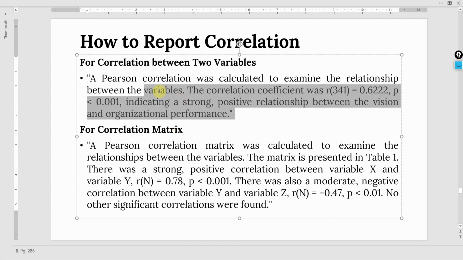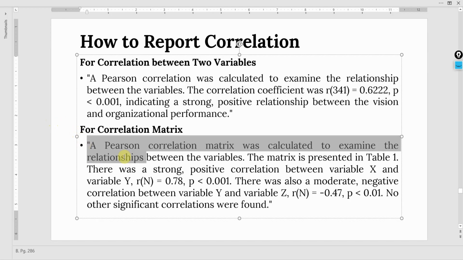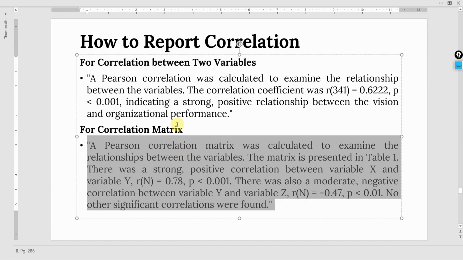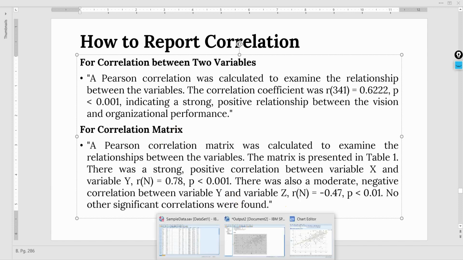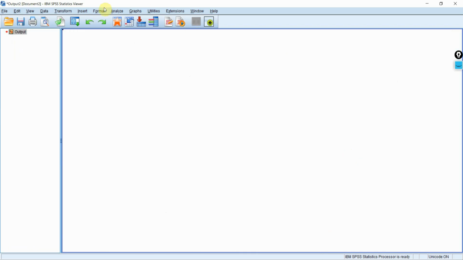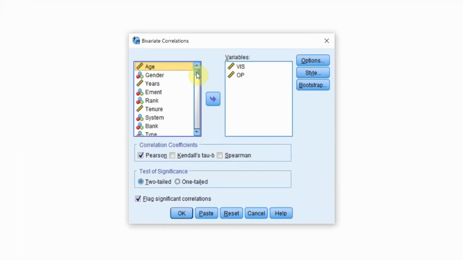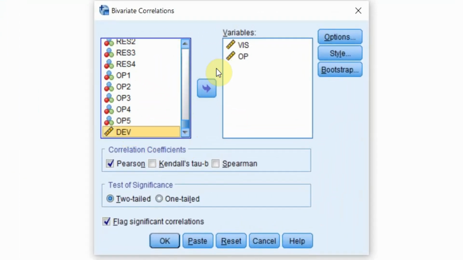Now this example is good enough when you've got only two variables. So this is how you write your hypothesis or present your correlation results when you've got two variables. Now what if you've got more than two variables and you need a correlation matrix? So how do you get a correlation matrix? Now let's remove this. Go to Analyze, Correlate, Bivariate. You do not need to do anything else, just add the third variable here. And this will give you a correlation matrix.